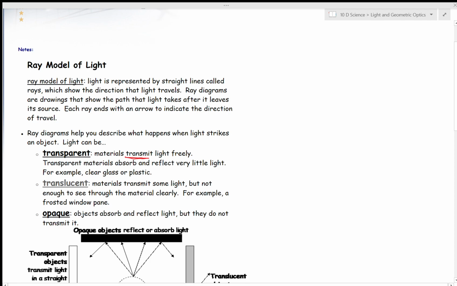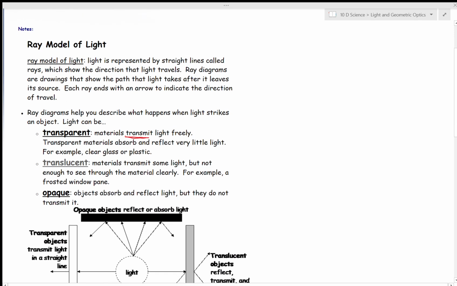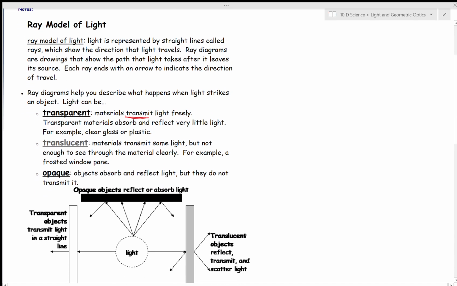Translucent materials allow the transmission of light. So light does come through them, but it's not enough to see through the material clearly. So for example, a frosted window pane that you might have in a shower would be a great example of this. So basically light does go through, but it's scattered, and so you don't get a clear image of what's on the other side.